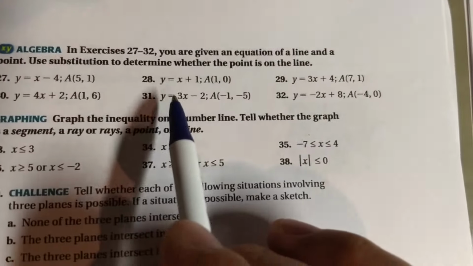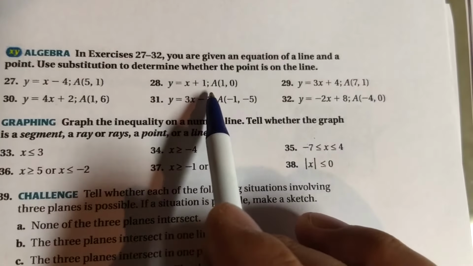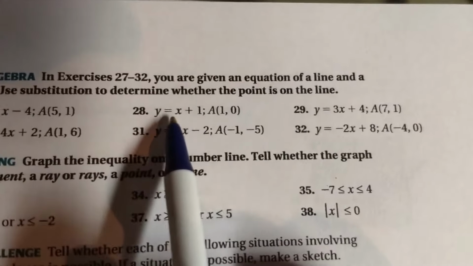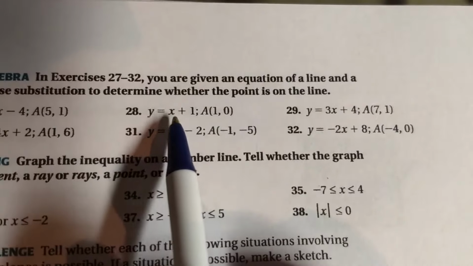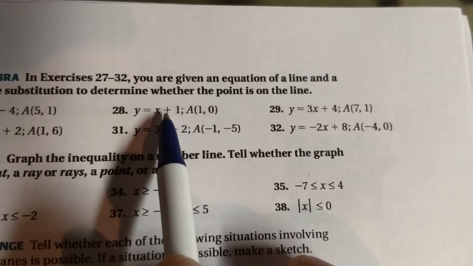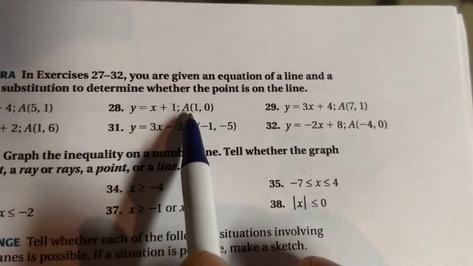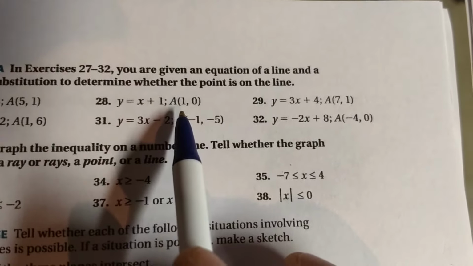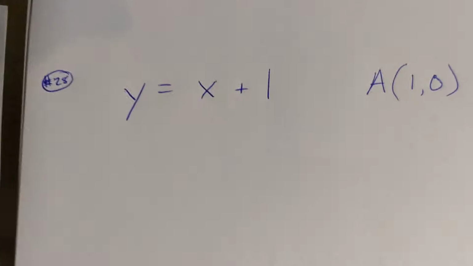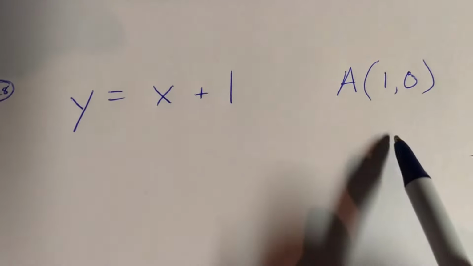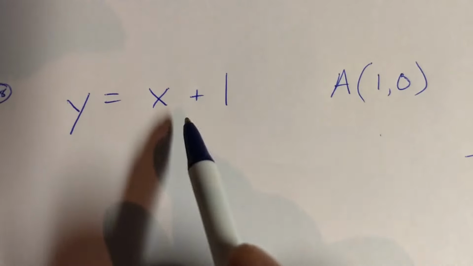And here's why. What we're trying to do is say, if we have this line, in this case a line filled with a ton of different points that we can call y equals x plus 1, we're trying to see if the point A is actually on that line or if it's somewhere else. And we can do this just using algebra, using substitution. I rewrote this over here. So here's number 28. There's the line. There's the point that we want to find if it's on the line.